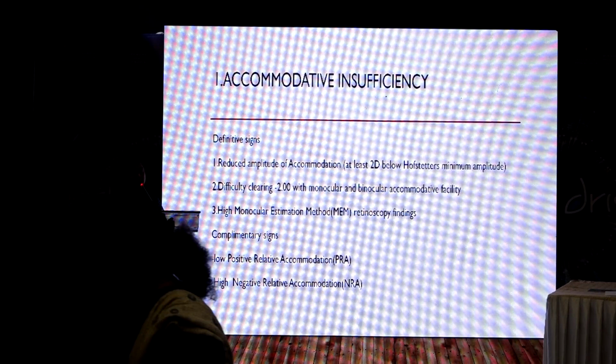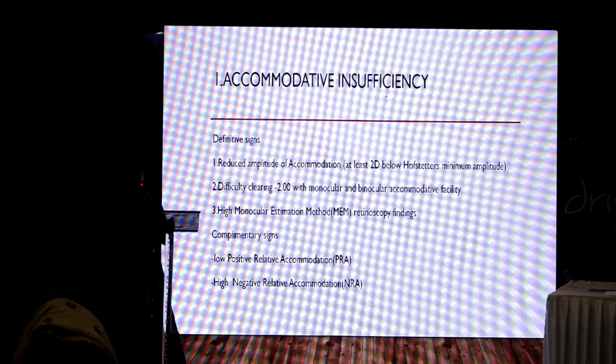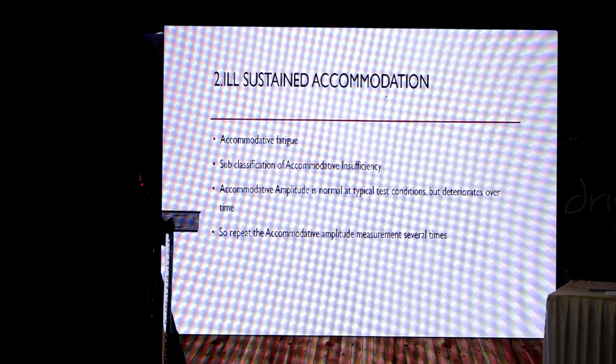The patient also has difficulty in clearing -2 with monocular and binocular accommodative facility testing, and when you check for the accommodative response, there are high MEM retinoscopy findings. The complementary signs would include a low positive relative accommodation and a high negative relative accommodation.